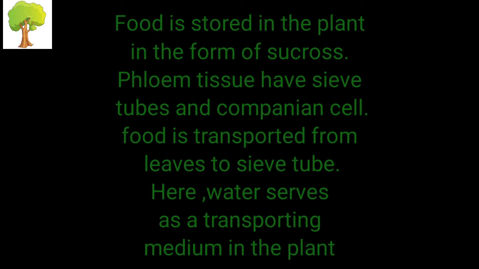Food is stored in the plant in the form of sucrose, and that sucrose will be supplied to all parts of the body, especially the buds because they need to grow. The tissue responsible for this translocation is phloem, and phloem has sieve tubes and companion cells. Xylem से the water goes into the phloem through xylem, and from there phloem has companion cells and palisade cells. Food is transported from leaves to sieve tubes in the form of ATP.